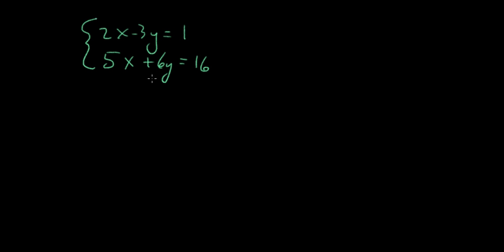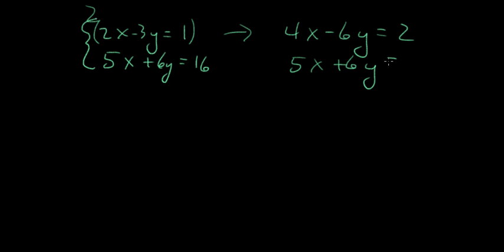Once again, the name of the game is eliminate. So I got negative 3y and a positive 6y. So why not multiply this first one by 2? What does that equal? 4x minus 6y equals 2. Under here we have 5x plus 6y equals 16. Now, do you understand why I chose 2 and why I decided to multiply this first equation by 2? Because I get negative 6y. You look at your terms and you say, okay, how am I going to eliminate one of my terms? And that's what I did.